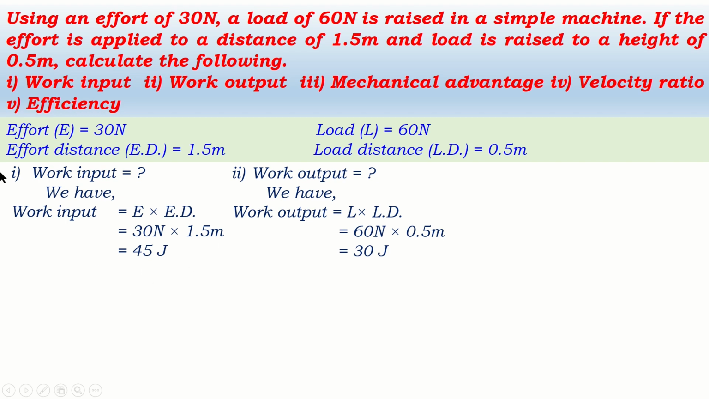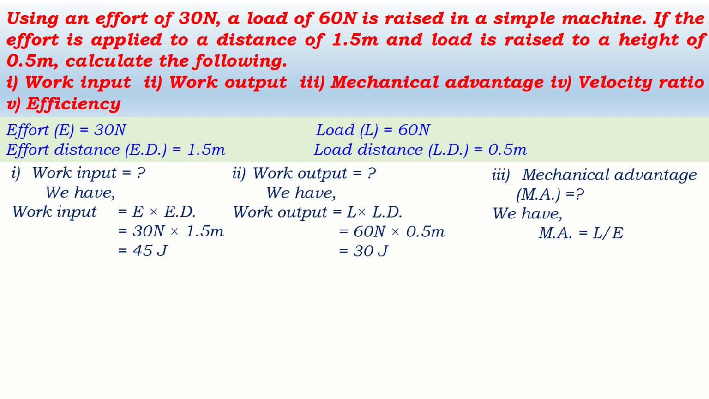Okay, now the next question is mechanical advantage. Now what is mechanical advantage? Mechanical advantage is load by effort. That's why I'm writing symbolically L by E. Here we have load 60 Newton and effort 30 Newton. Writing this value, if we divide 60 by 30 we'll get 2. Mechanical advantage 2. It means this machine magnifies the effort by 2 times. If we have to raise a 200 Newton load, then 100 Newton effort is required to raise the 200 Newton load.